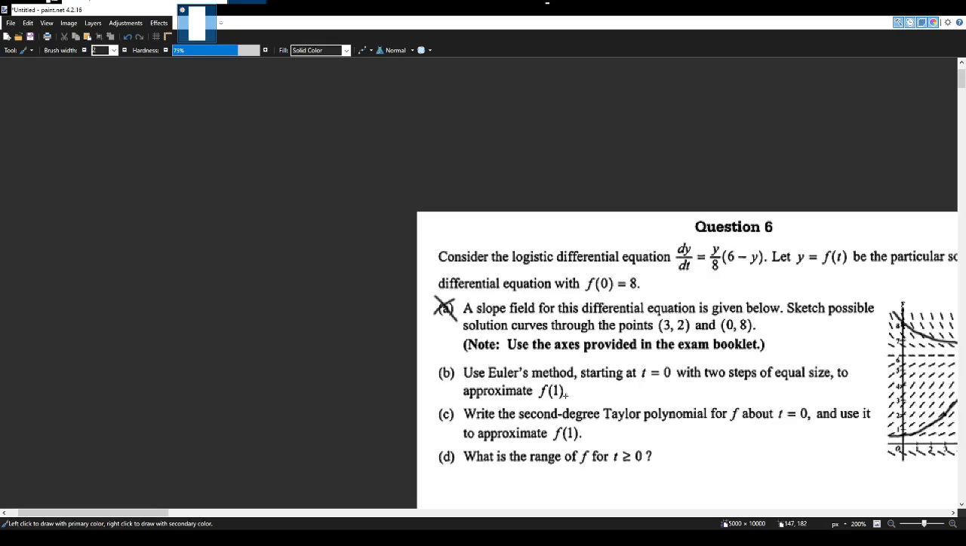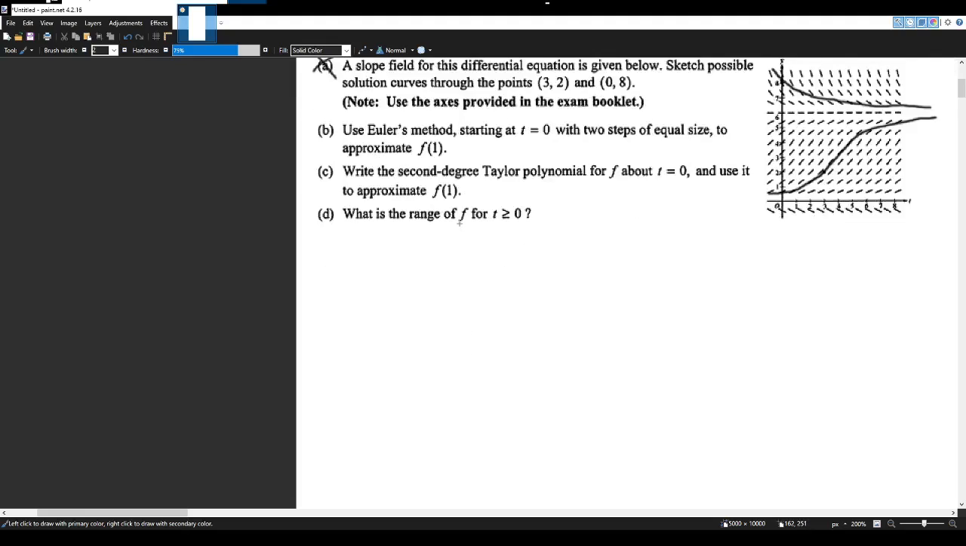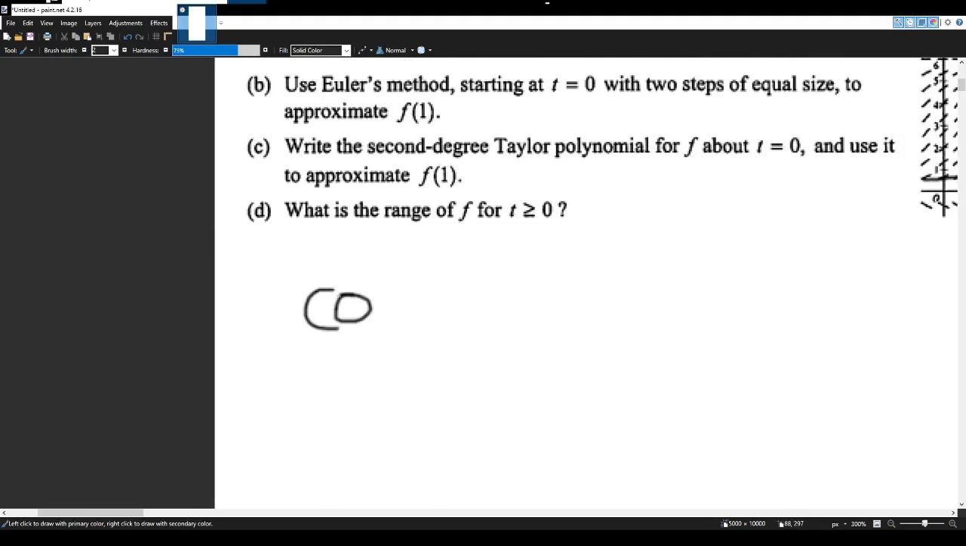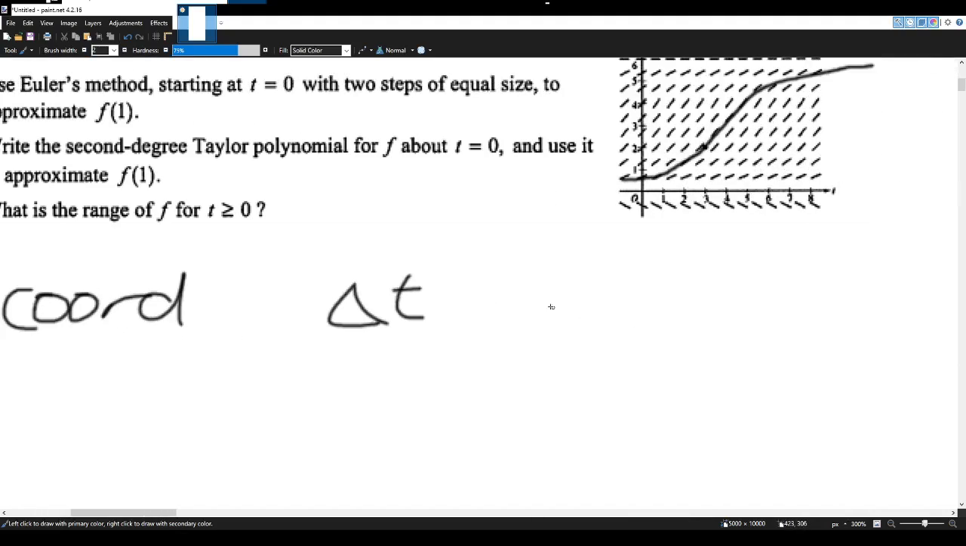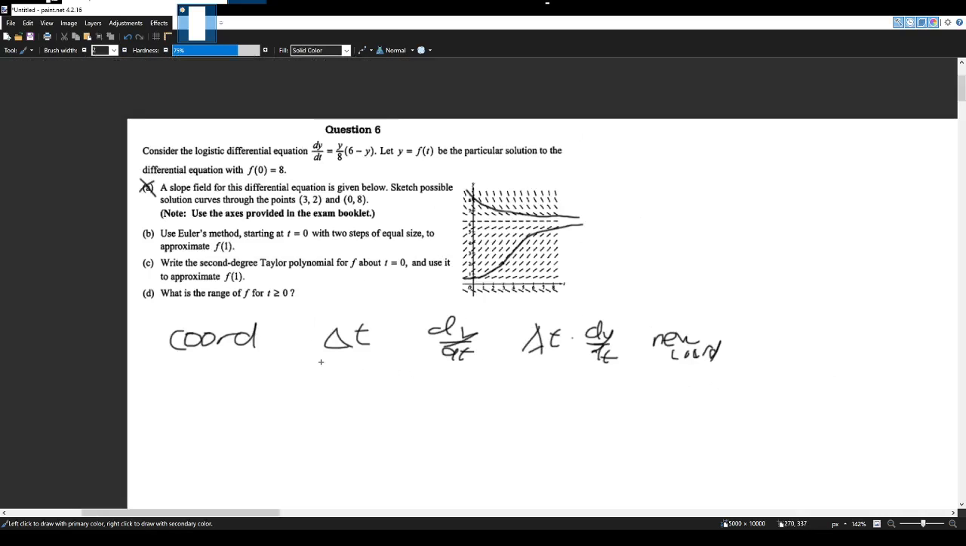Using Euler's method, starting at t equals 0 with two steps of equal size, approximate f(1). For Euler's method, what we need is the coordinate, delta t, dy/dt, delta t times dy/dt, and our new coordinate. So these are the five columns that I like to set up. This is the method I was pretty much taught in class.